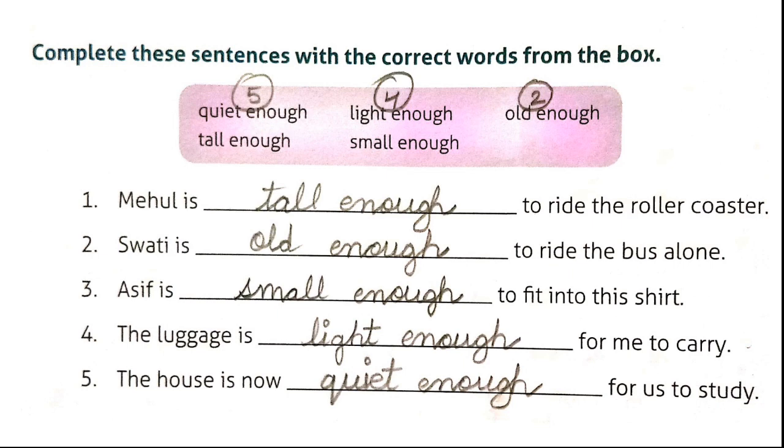Last, number 5. The house is now dash for us to study. Whenever we want to study, we need somewhere quiet to sit. So here quite enough will come. Once again, do the exercises.